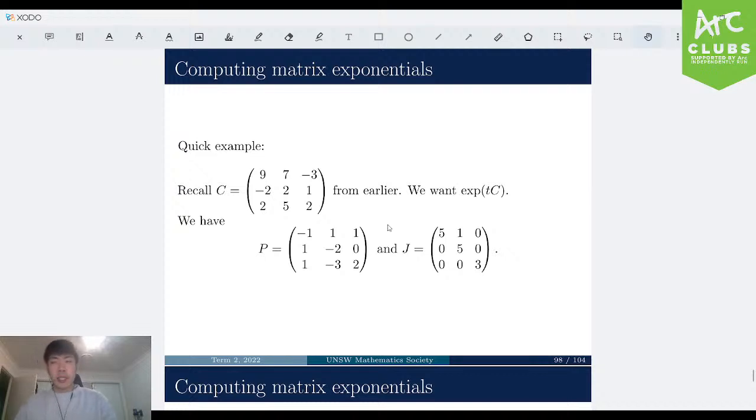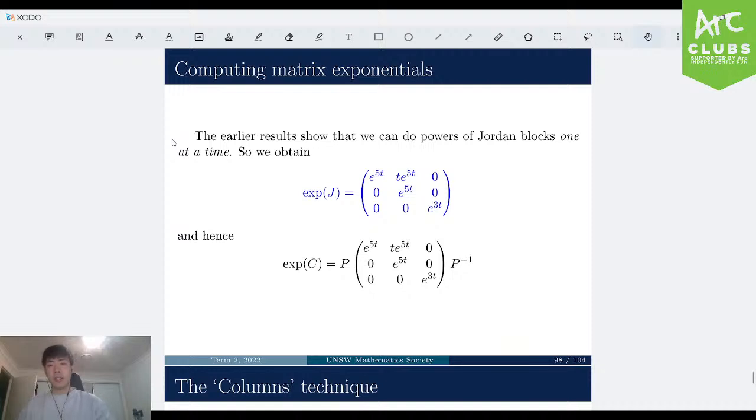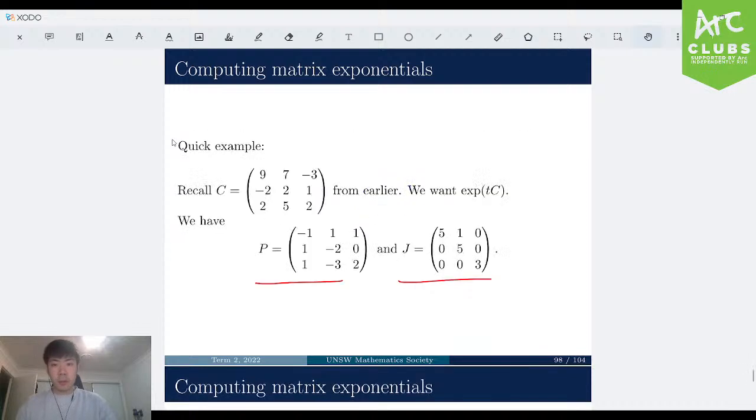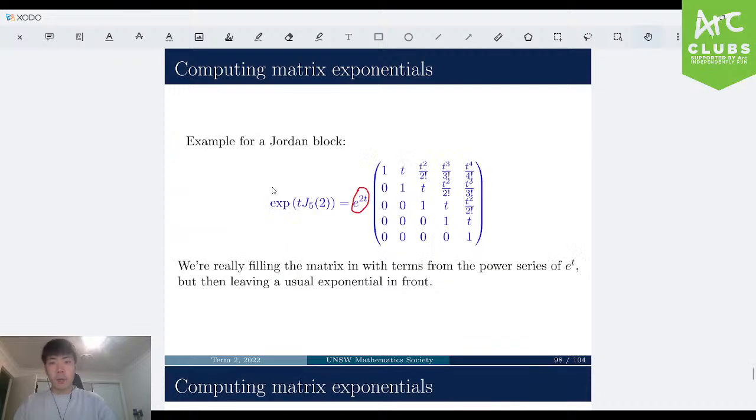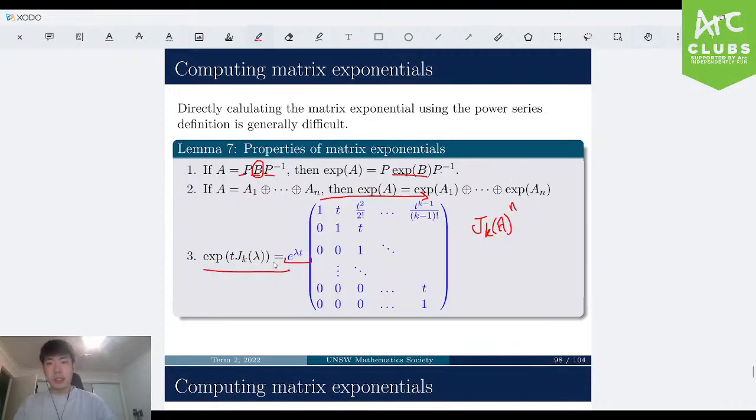So a quick example. Again, the same matrix C. We want to calculate e to the power of tC. We already know P equals this and J equals this from our calculations in the previous questions. Again, very simple. Let's firstly apply the exponential to the matrix J. I believe there's actually a t missing here. It should be the exponential of tJ.